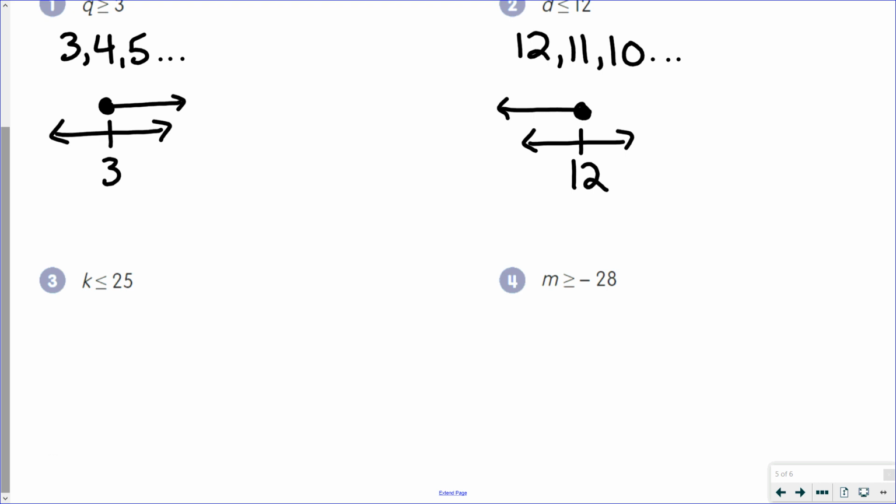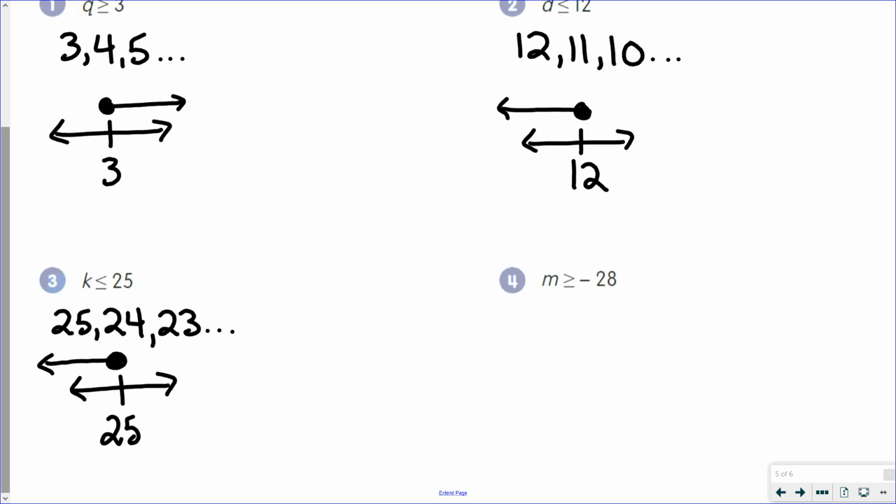For number 3 here, where we have K is less than or equal to 25, so we want 25, 24, 23, and so on. We draw our line, we put a 25 on it, we do a closed circle, and we go to the left. And then finally, M is greater than or equal to -28. So we have -28. And then since it's negative, we would go -27, -26, and on up.